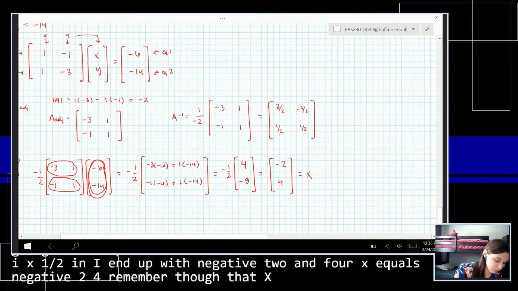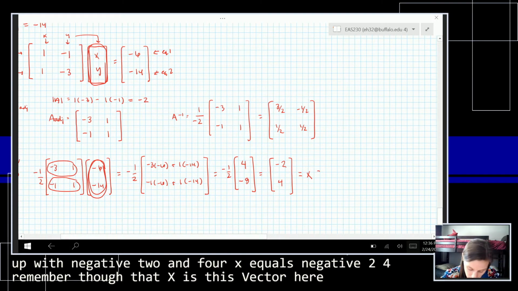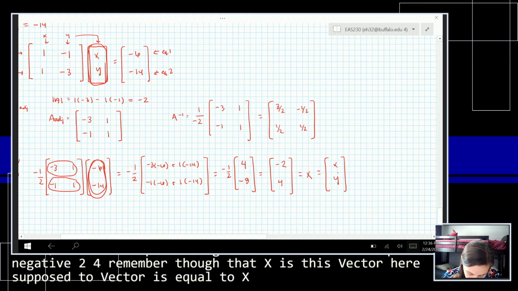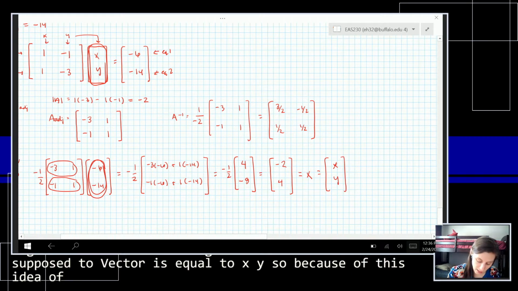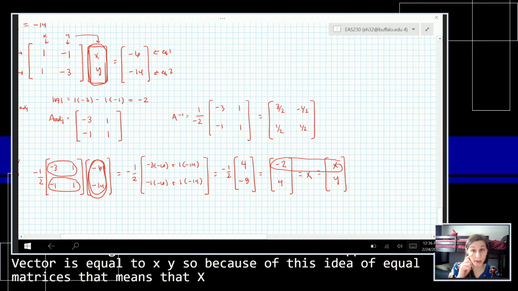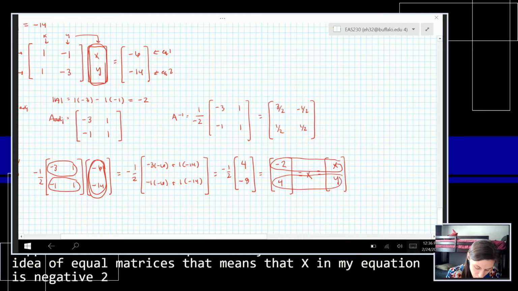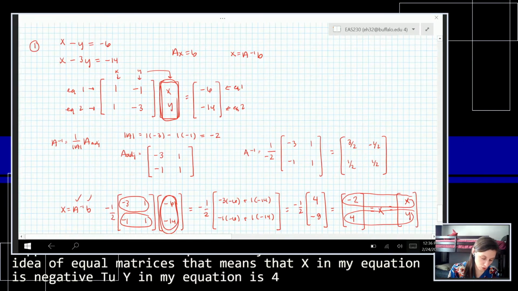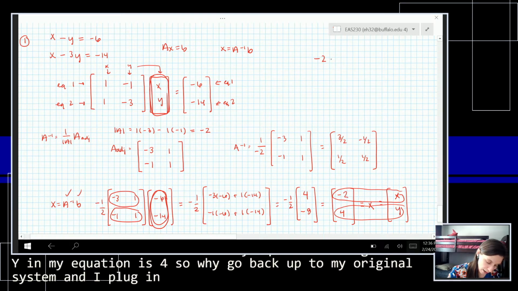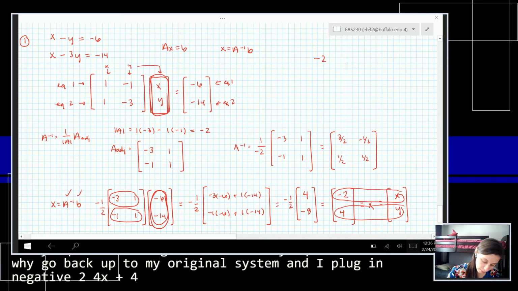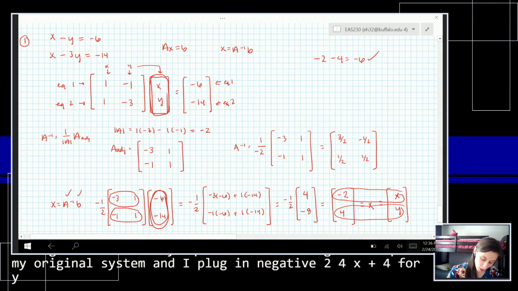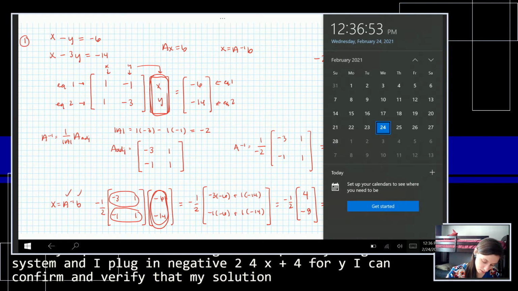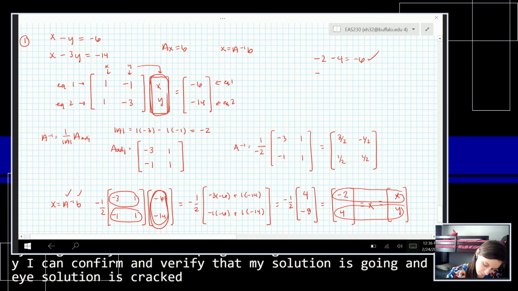Remember, though, that x is this vector here. It's equal to x, y. So because of this idea of equal matrices, that means that x in my equation is negative 2, y in my equation is 4. So if I go back up to my original system, and I plug in negative 2 for x, and 4 for y, I can confirm and verify that my solution is correct. So x equals negative 2, y equals 4.